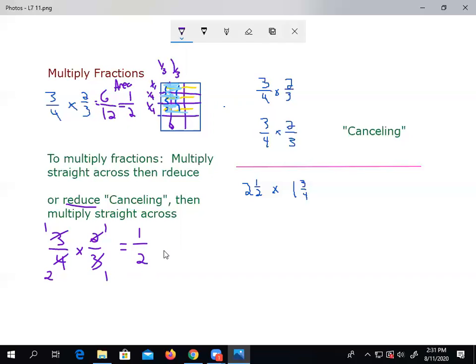So there's 2 ways that you can multiply fractions. You can multiply straight across, then reduce, or what we call canceling, and then go straight across. So like I said, if I'm doing this problem 3/4 times 2/3, multiplying straight across, you get the 6 and the 12. And then to reduce means you have to be finding that greatest common factor. So that's when you, if you need to, can do your little T-charts of the 6 and the 12.